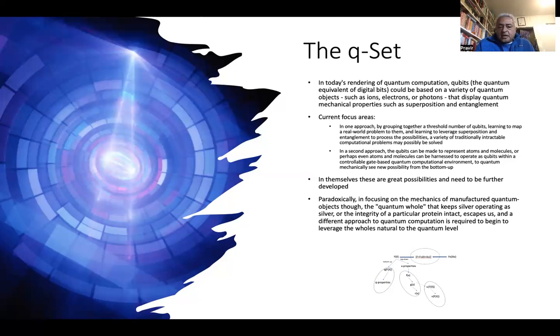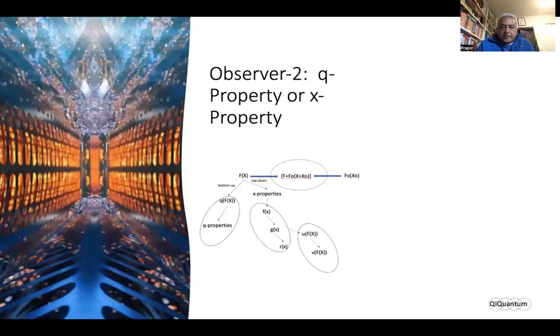However, paradoxically, I want to emphasize the point again, that the mechanics of the manufactured quantum objects haven't captured that quantum whole that keeps silver operating as silver, or the integrity of a particular protein intact. But we're dealing with, in fact, creating another layer of computation that allows phenomena such as superposition and entanglement to potentially be leveraged. Now let's consider a second observer.